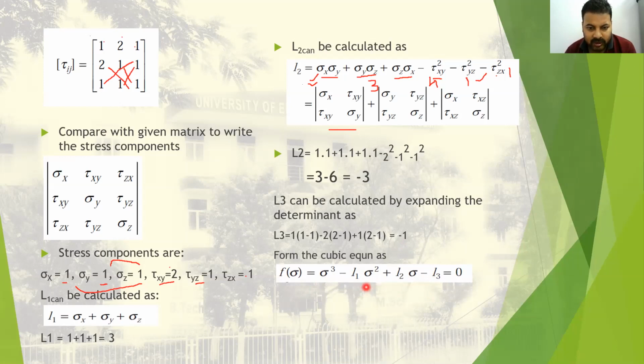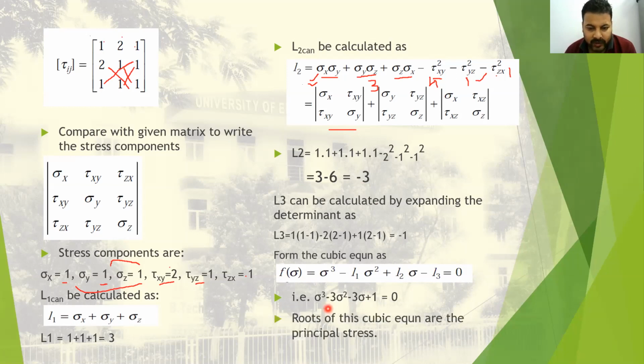So by substituting the values of L1, L2, L3, the equation is like this. Sigma cube minus 3 sigma square minus 3 sigma plus 1. Because L1 was 3, L2 was minus 3, and L3 is minus 1. All these values have been substituted to form the cubic equation. So the roots of this cubic equation would be the principal stresses, and they will be designated as sigma 1, sigma 2, and sigma 3.